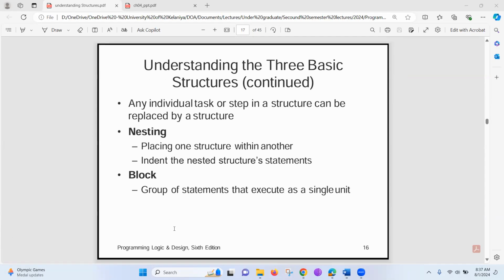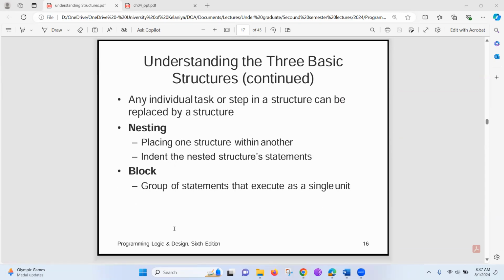So today we are going to discuss nesting. What do you mean by nest? What do you mean by nesting, right?